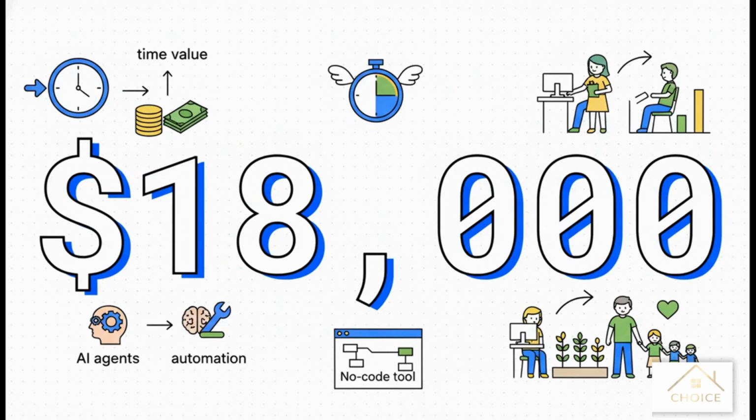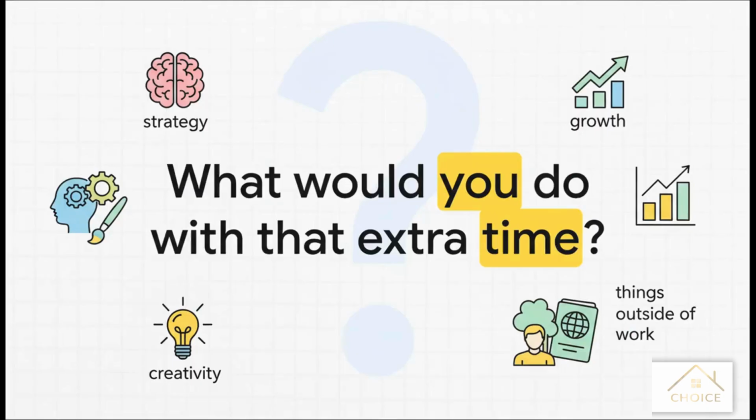And of course, that time has real value. Even if you value your time at a pretty conservative $50 an hour, that's over $18,000 in value you've created each year. It's not just saving time. It's about putting your most important resource back into the things that really move the needle. So it really makes you stop and ask a pretty important question, right? What would you do with all that extra time and money? Would you focus more on big picture strategy, on being more creative, or would you just spend more time with your family? The choice is actually yours now.